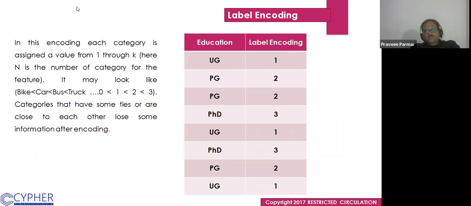Let me explain label encoding. UG is 1, PG is 2, PhD is 3, so this is label ordered. In this encoding, each category is assigned a value from 1 through k, where k is the number of categories for the feature. For example, bike is smaller than car, smaller than bus, smaller than tractor: 0, 1, 2, 3. Categories that have some ties or are close to each other lose some information after encoding.